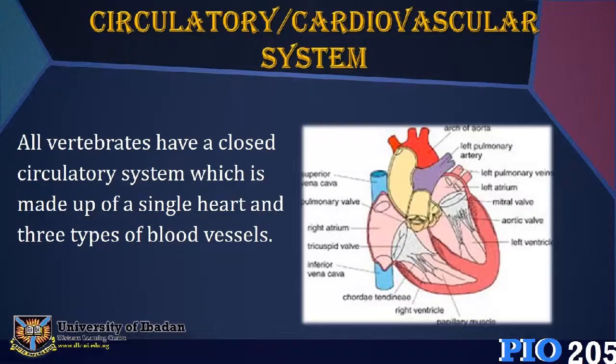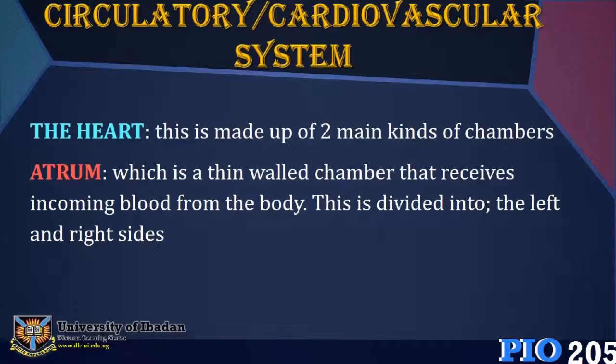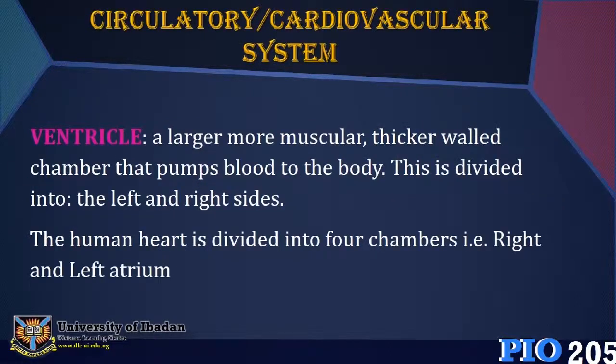Circulatory or cardiovascular system. All vertebrates have a closed circulatory system which is made up of a single heart and 3 types of blood vessels. The heart is made up of 2 main kinds of chambers. Atrium, which is a thin-walled chamber that receives incoming blood from the body. This is divided into 2, the left and right sides. Ventricle, a larger, more muscular, thicker-walled chamber that pumps blood into the body. This is divided into the left and right sides.